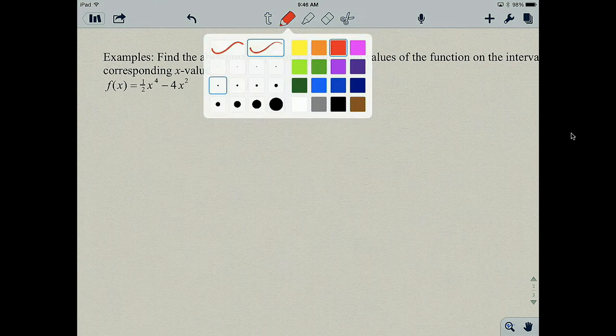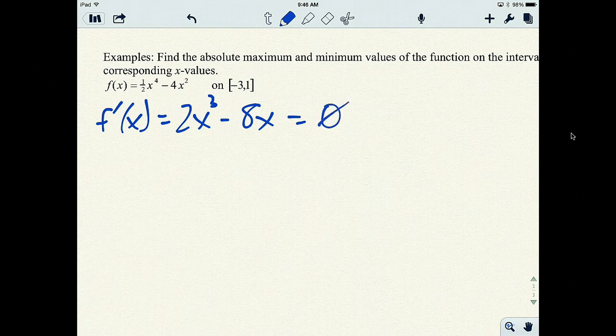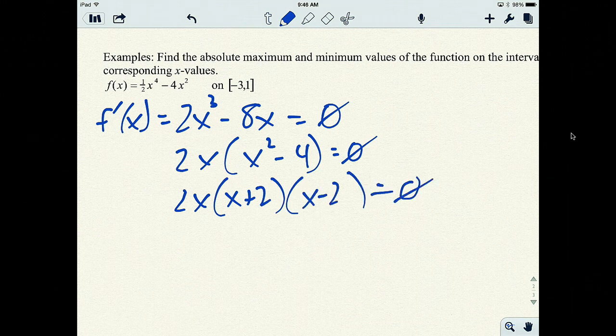The first step we did was we took the first derivative, which was 2x to the third minus 8x, using the power rule. And then I set that equal to 0. After setting it equal to 0, I'm going to solve for x. So I could factor out a 2x. I get x squared minus 4. That x squared minus 4 can be factored into x plus 2 and x minus 2. If it's equal to 0, this gives me 3 critical numbers: 0, -2, and 2.